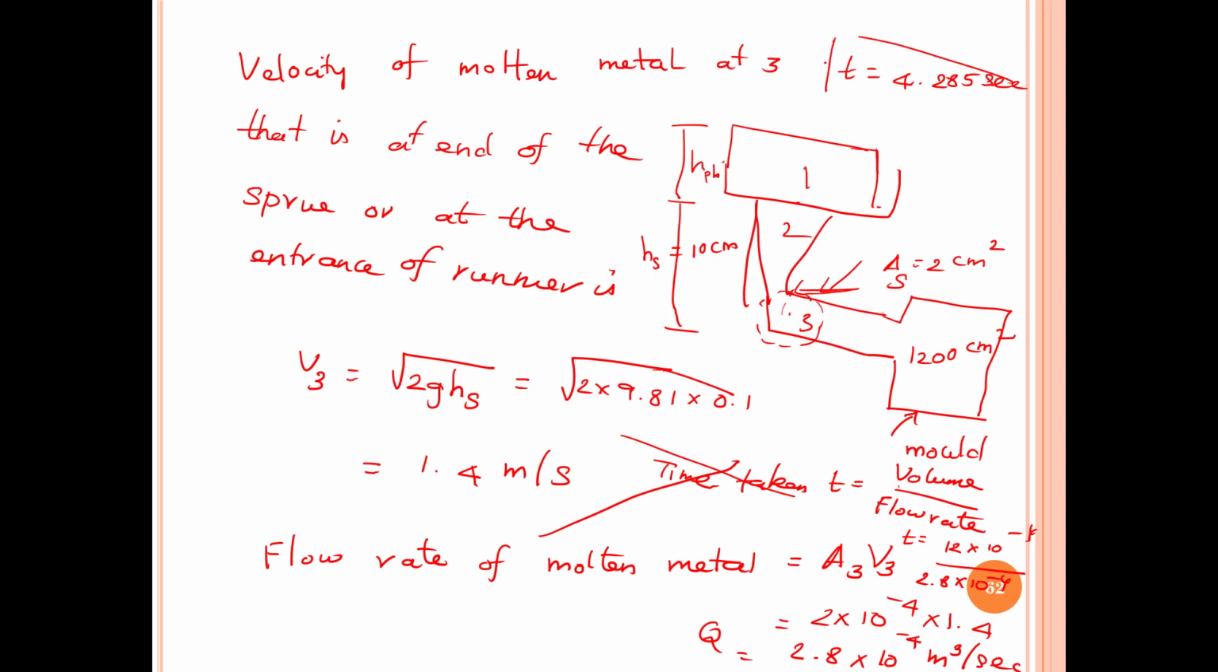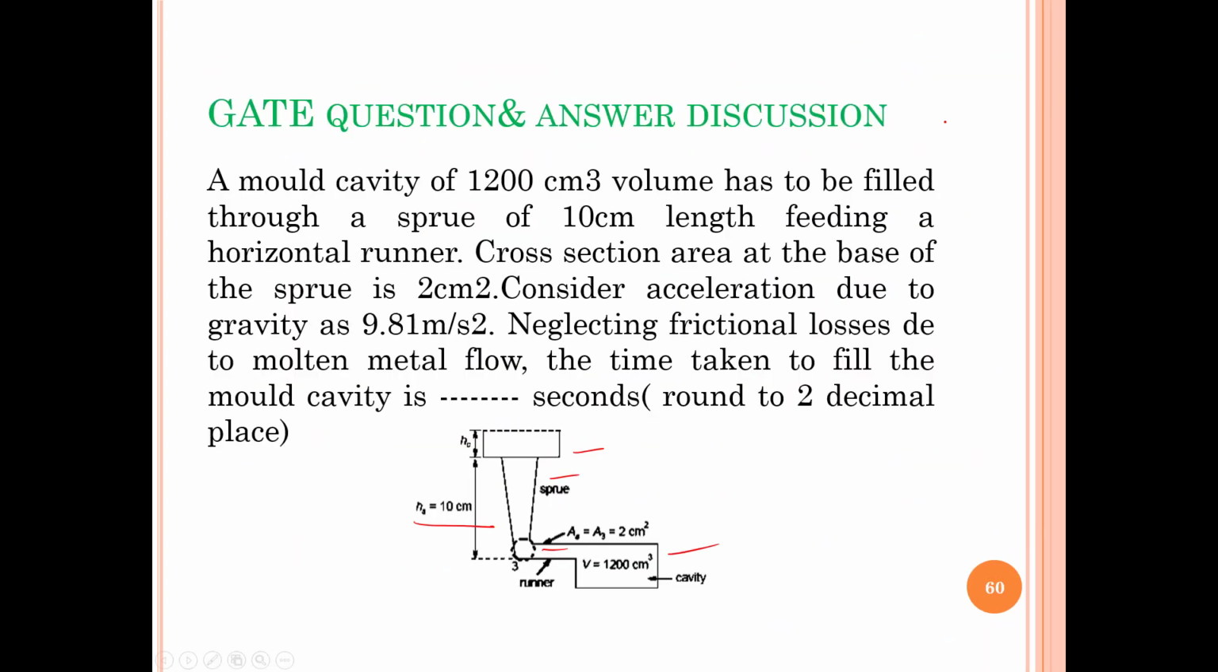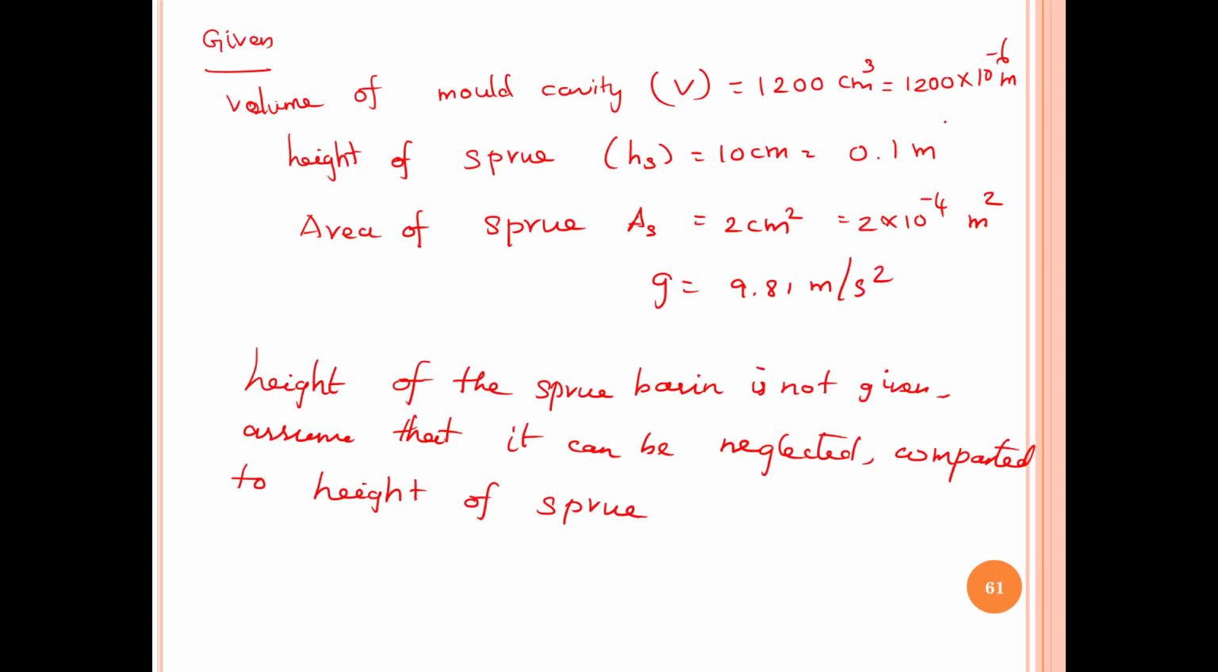This is the answer. First we have to calculate the velocity, and from that we can calculate the flow rate. So this is the formula: time taken T equals volume of the mold divided by flow rate, that is Q here. While substituting that, we get T. The time taken to fill the mold cavity is 4.285 seconds. They are asking for rounding off to 2 decimals, so it is 4.29.